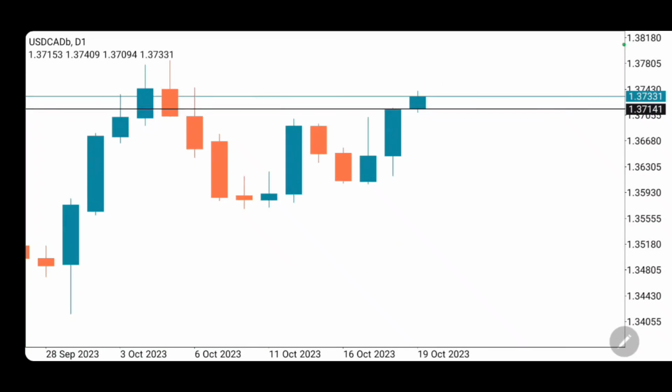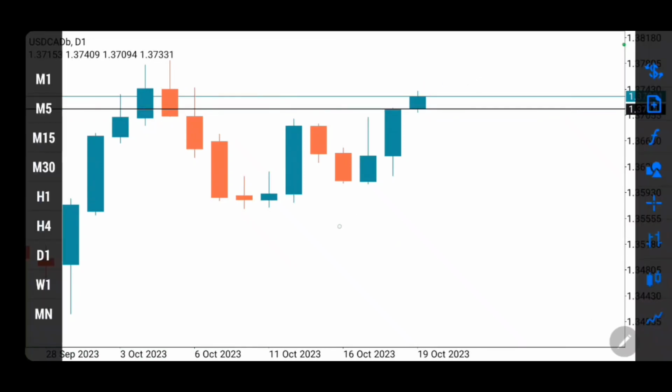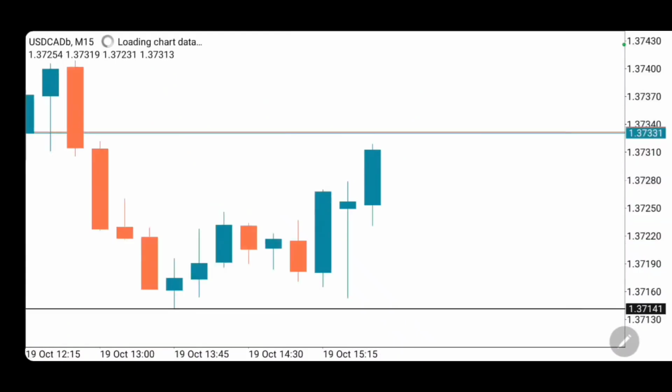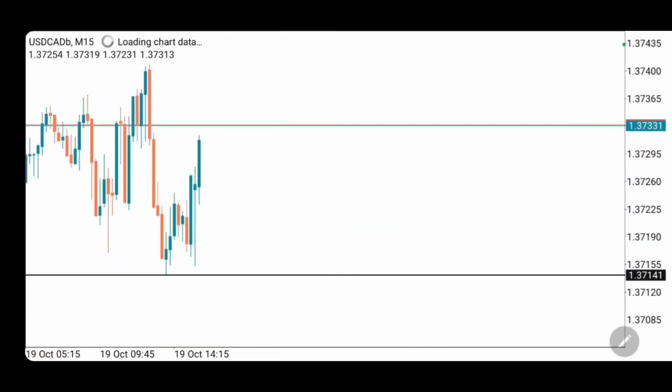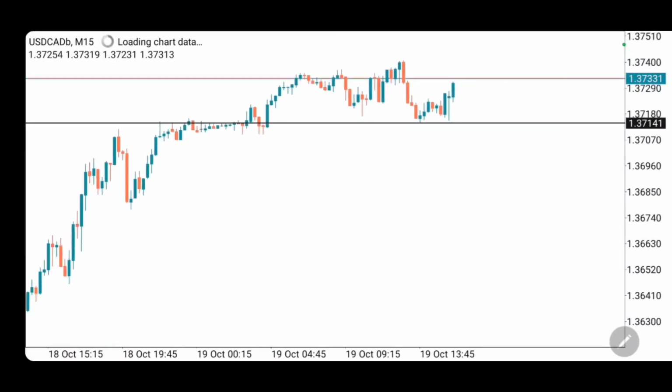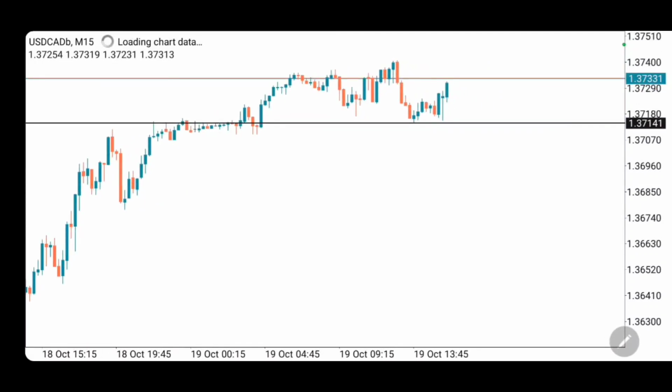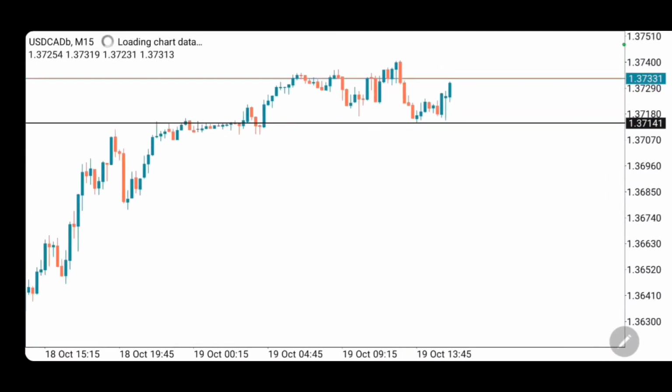We're going to go to a lower time frame right now. So let's step down to the 15 minutes time frame. On the 15 minutes time frame, you see there was actually a support. See what happened. This is the previous day.